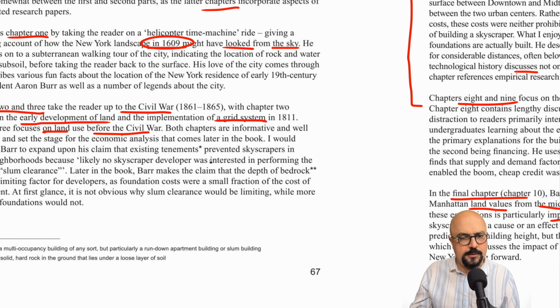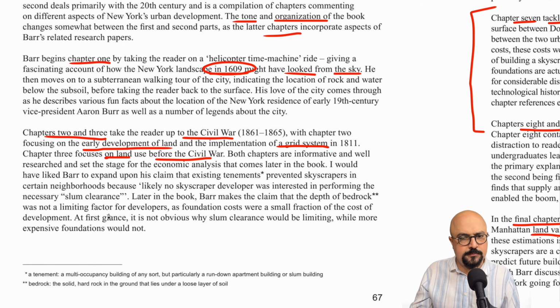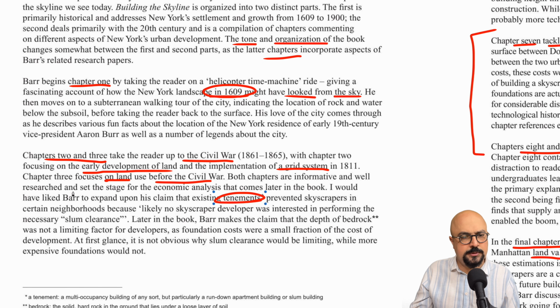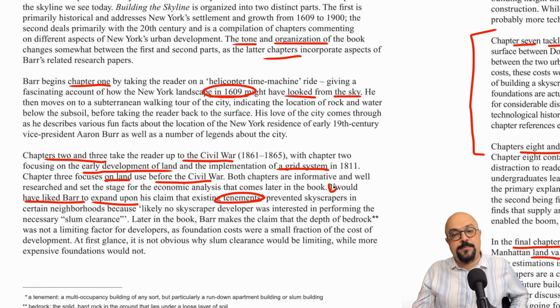Do we have anything else here? Oh, we have this word here as well. Okay, I would have liked Bart to expand upon something. So this writer is not happy. I would have liked Bart to expand upon his claim that existing blah blah prevented skyscrapers in certain neighborhoods because blah blah blah.